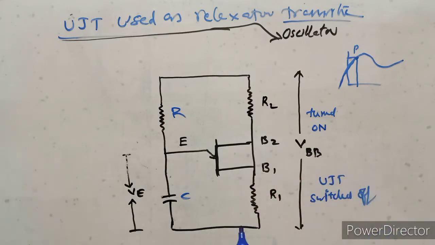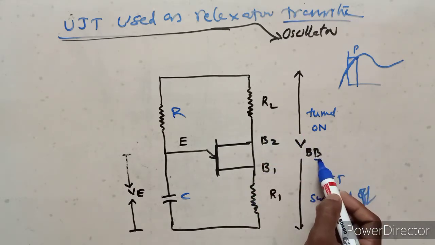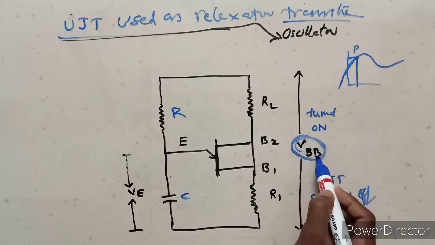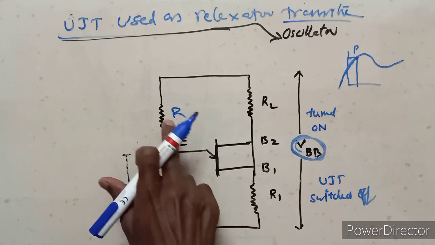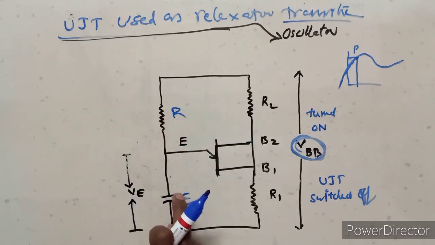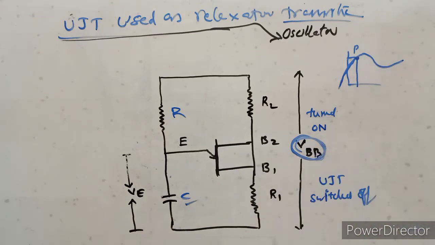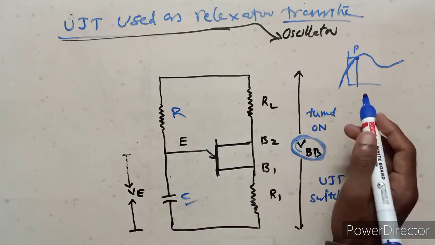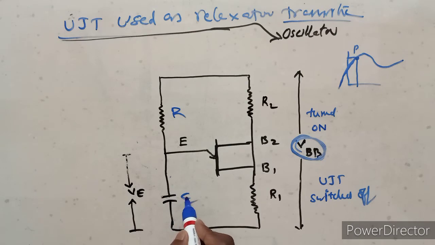So first of all, what are the starting points? When the voltage VBB is turned on, the capacitor charges through this resistor. During this charging period, the voltage across the capacitor rises and reaches the peak point voltage. At that time, the UJT switches to its low resistance, conducting mode, and the capacitor automatically discharges between emitter and base 1.